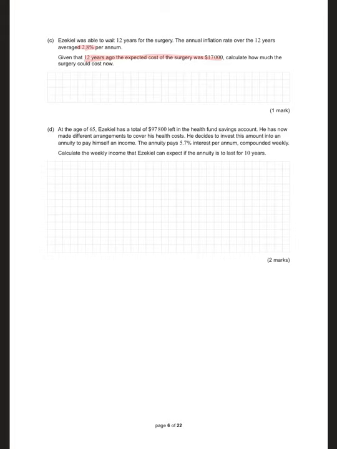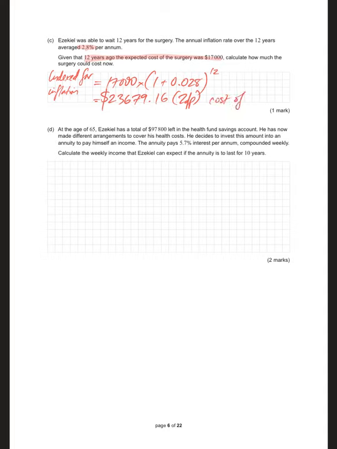So the inflation formula, indexed for inflation, equals the original value, which was 17 grand, times by 1 plus the inflation rate of 0.028 per annum for 12 years. So to the power of 12. To do BEDMAS, 1 plus 0.028 equals 1.028 to the power of 12, times that by 17 grand, and you get 23679.16. 2 decimal points cost of surgery.